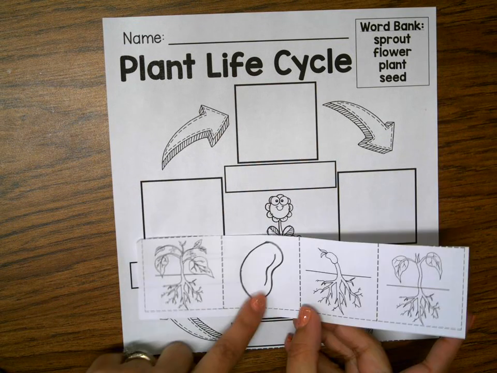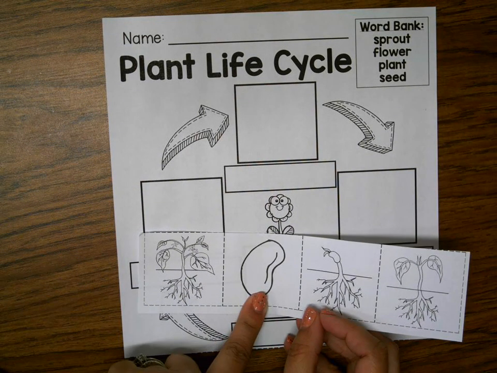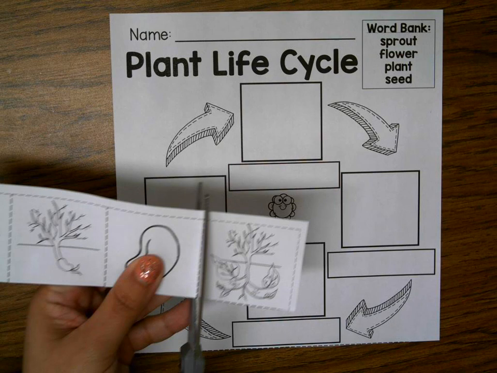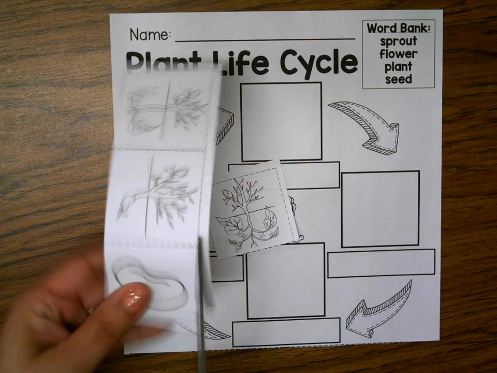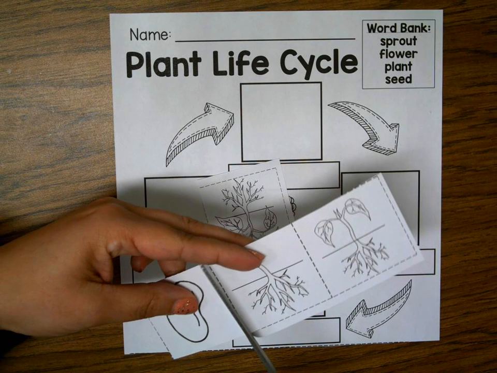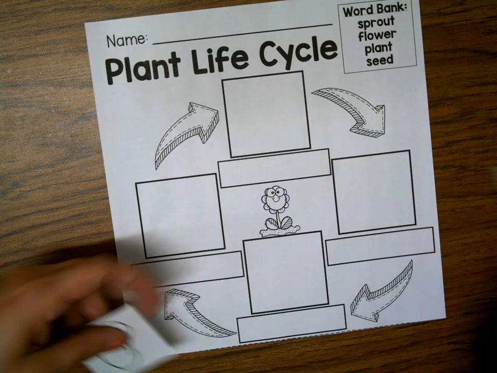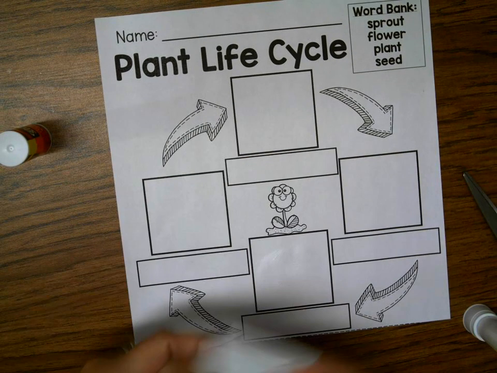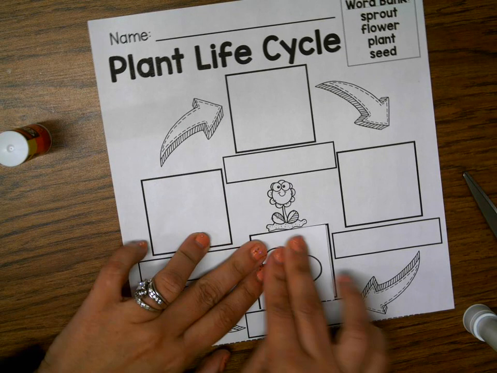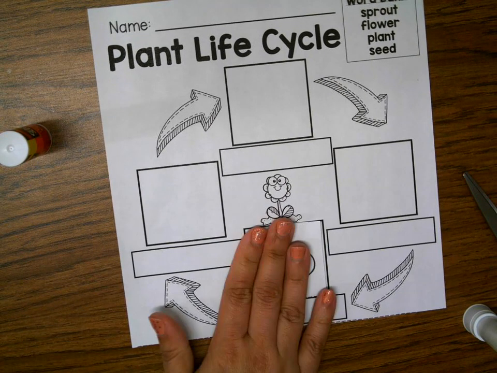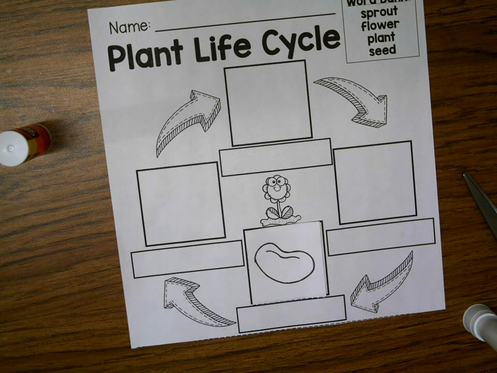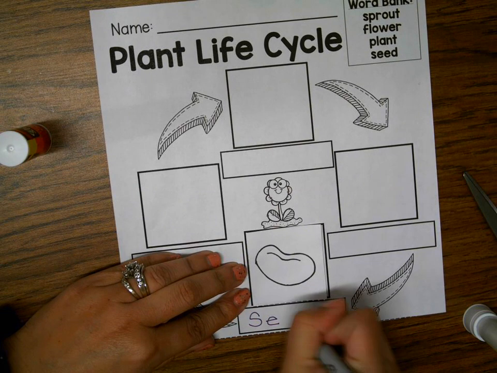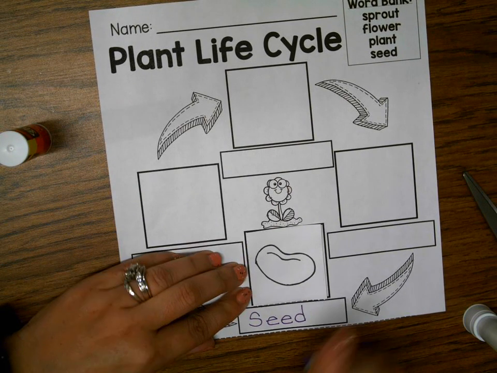So the first picture I want you to cut out is this one right here. It looks like a bean, right? It's a seed. We're going to cut that one out, and we're going to glue it into the first box. You just need a little bit of glue, not a lot, and glue that down. And then underneath that, we are going to write the word seed. S-E-E-D, seed.